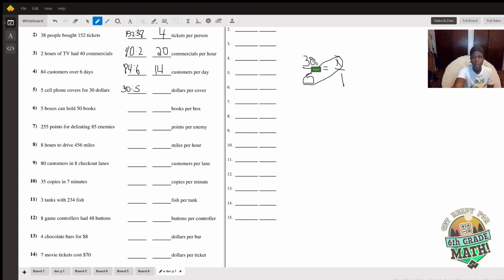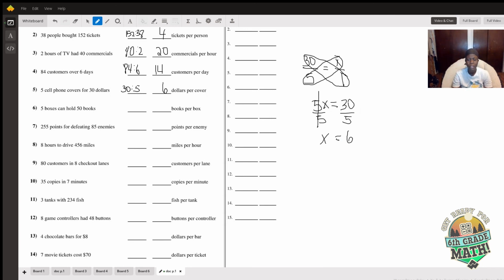Cross multiply. 5x equals 30. You divide by 5. You know your 5 times tables. So you give me an answer of what? I hope a collective unit said 6. So $6 per cover.